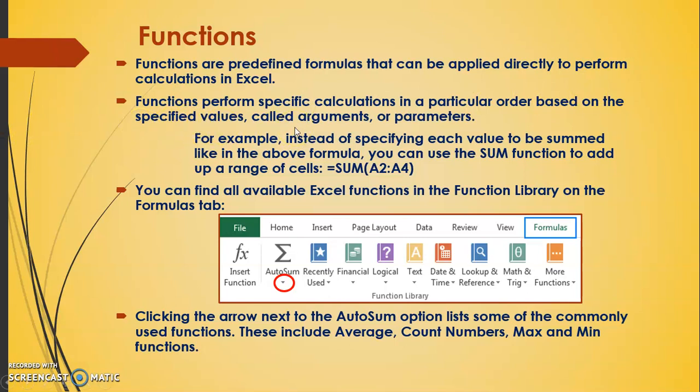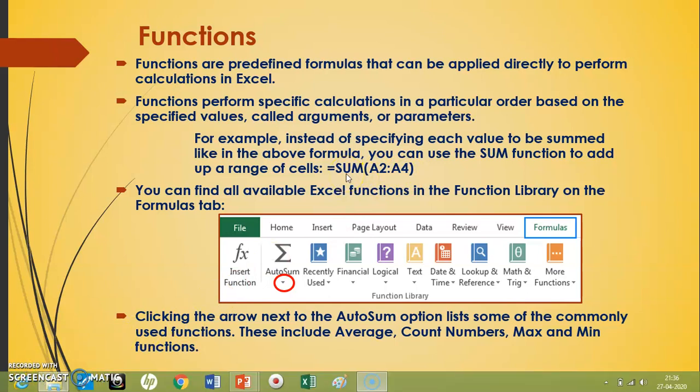For example, if you want to perform addition of two numbers, you will not need to create the formula. You can directly use the inbuilt function known as SUM. Here you can see, and what is the argument? A2 to A4. So this means you are directly using the inbuilt function SUM, on A2 to A4. This is the starting point, this is the ending point. So directly the sum of the numbers present in cells A2, A3 and A4 will be calculated here.